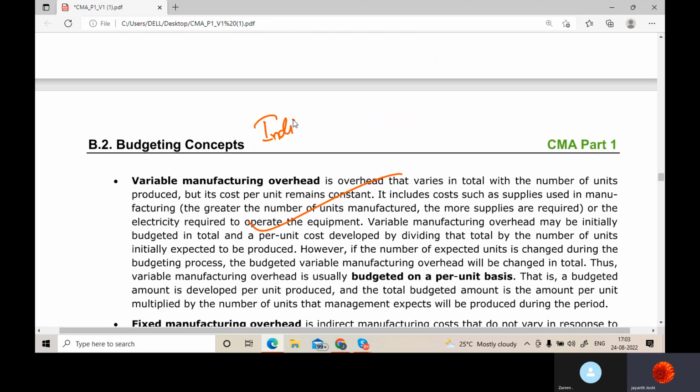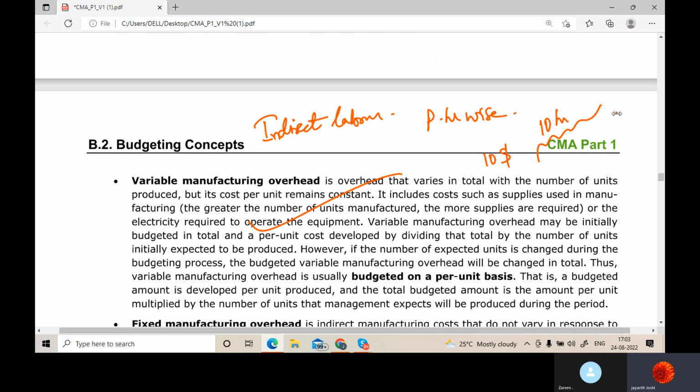Indirect labor. So indirect labor we are paying per hour, not in total. So we decided to pay per hour. How many hours does he work? He works for 10 hours, so per hour is like $10. The more hours he works, the more we pay him. So that is variable, correct? Any other example if you have?